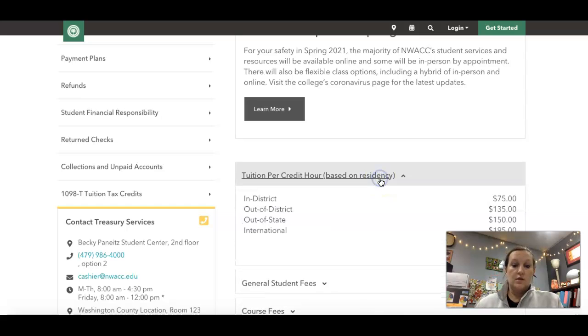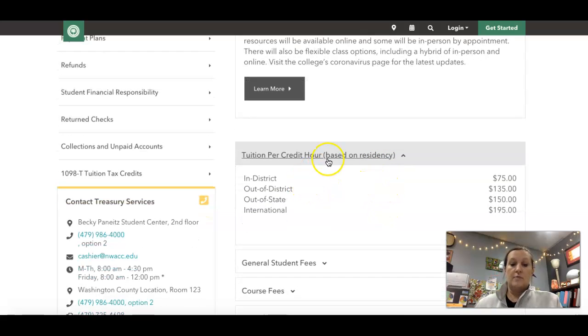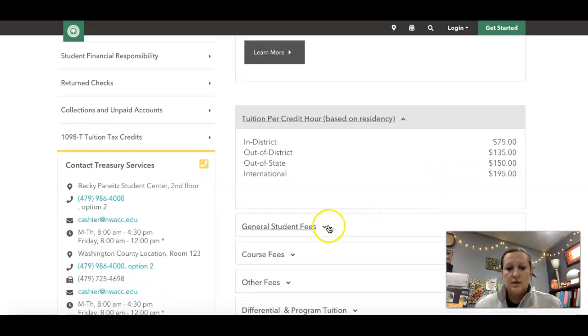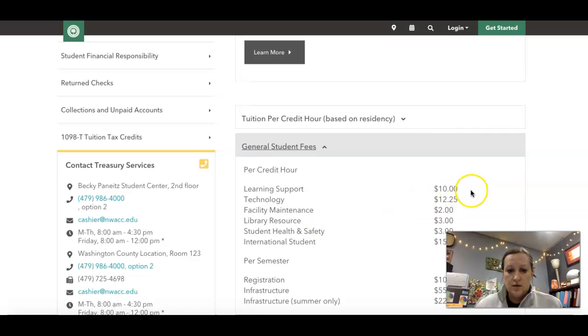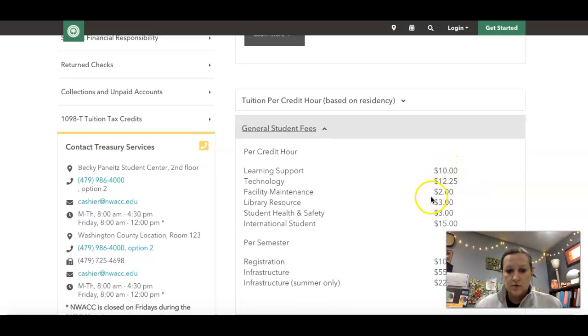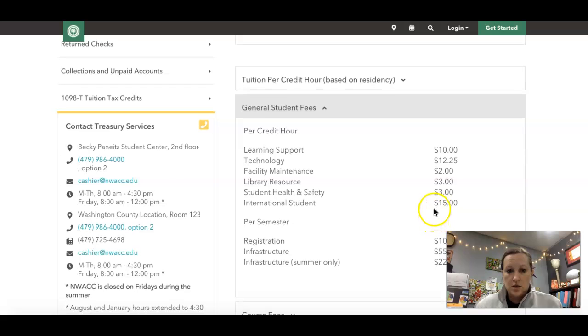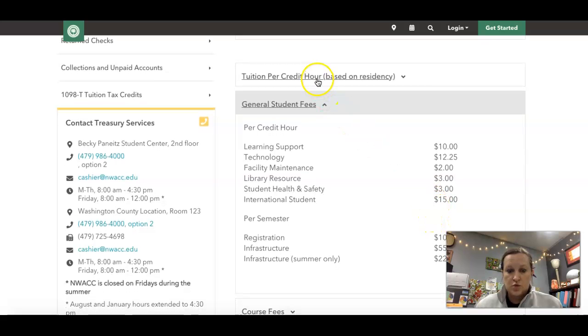NWAC has per credit hour pricing. Their out of state rate is $150 per credit hour. Let's say I'm going to take 18 credit hours. So that's $2,700. Let's see about other student fees. That's tuition, and fees are totally different. So I'm going to put down $2,700.